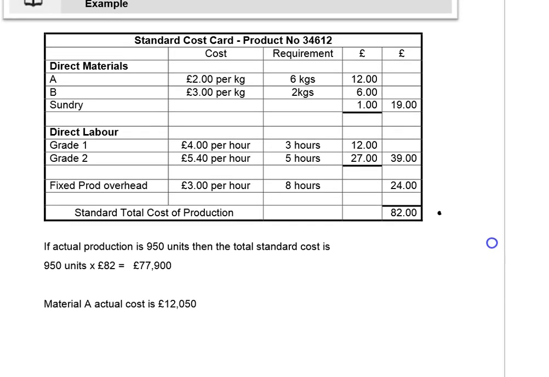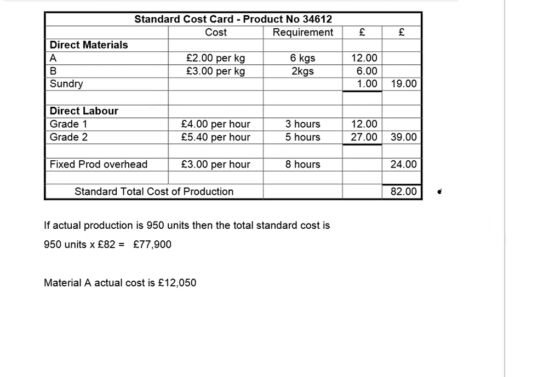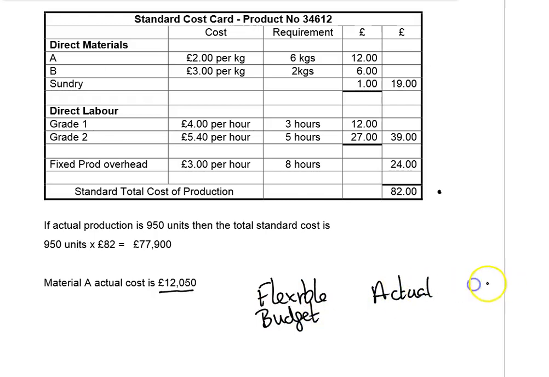Let's just look in a bit more detail at material A. Let's assume that our actual cost is 12,050. If we were doing a flexible budget, we can now calculate the total variance. So there's our flexible budget, our actual and our variance. So we're looking at material A.